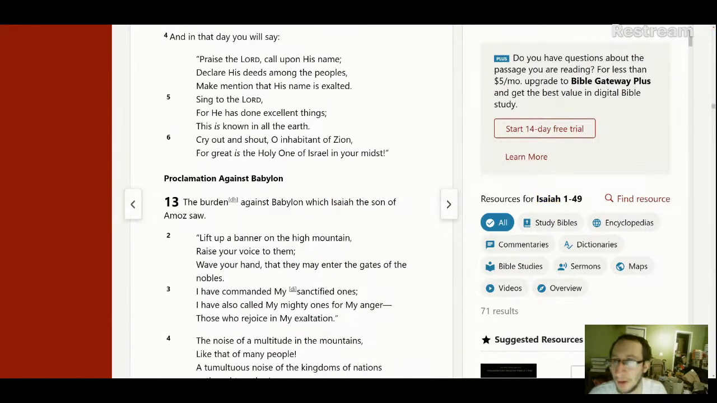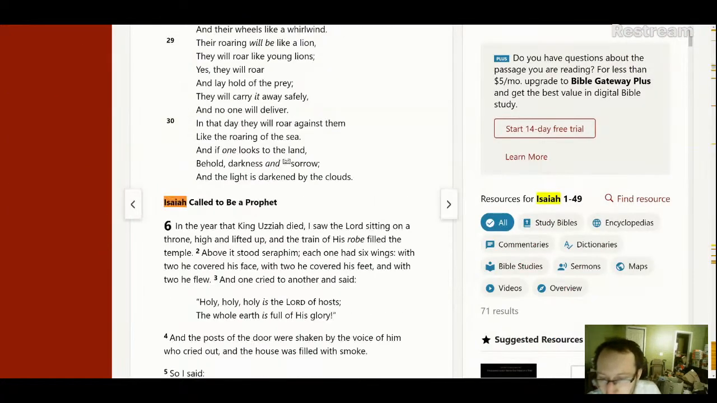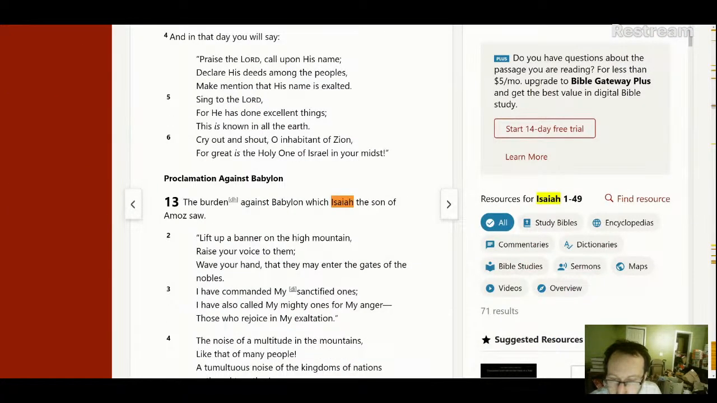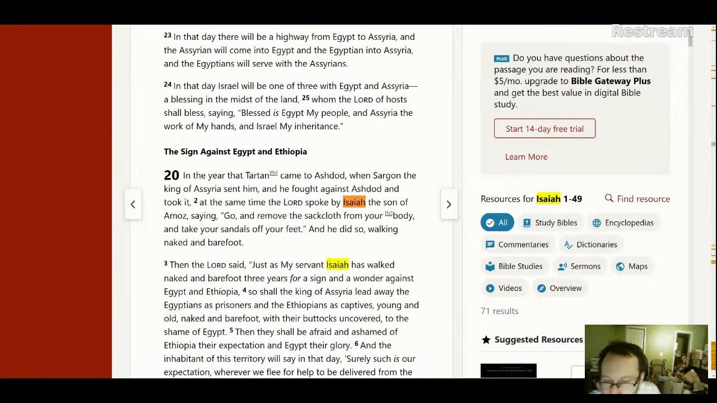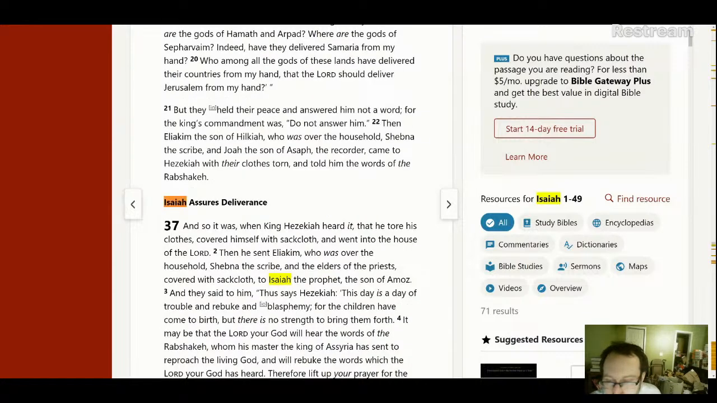Okay, so that's one. Whoops, I'm sorry. Let me go. Okay, so one time. Now this is another introduction. The burden against Babylon, which Isaiah the son of Amos saw. So a scribe added that. That's not part of the text. Okay. In the year that Tartan came to Ashdod, when Sargon, the king of Assyria, sent him, and he fought against Ashdod and took it, at the same time, the Lord spoke by Isaiah the son of Amos, saying, that's debatable whether a scribe added it or not. So I guess we'll count it. Okay. So 2, 3 times. Then the Lord said, just as my servant Isaiah. Okay. So that's the 3rd time.